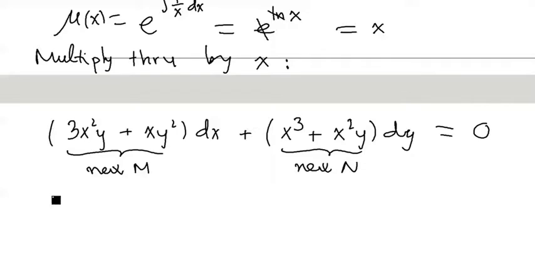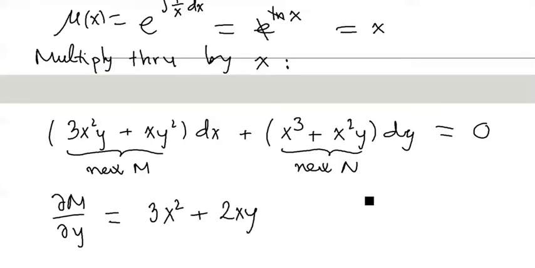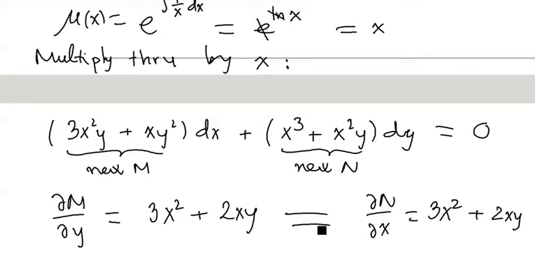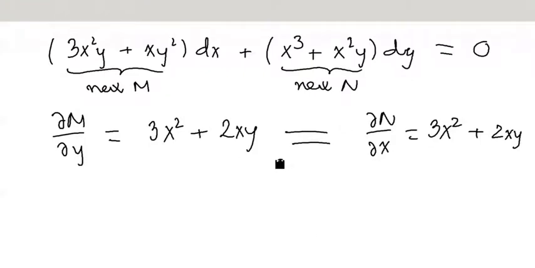So let's check that the new equation is in fact exact by computing partial M partial y. We have 3x squared plus 2xy, and then partial N partial x. The derivative in x, we have 3x squared plus 2xy. And now they're the same. So the equation is exact.